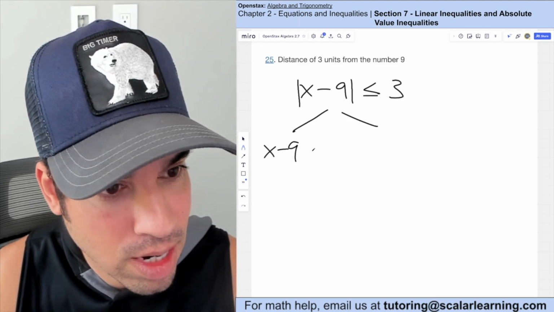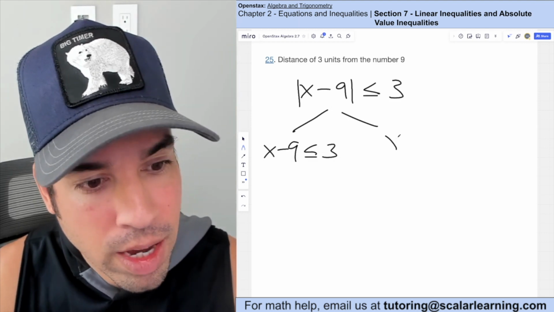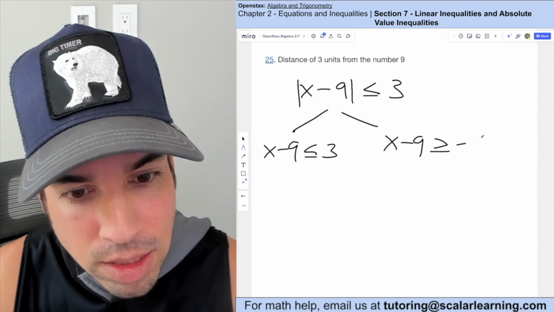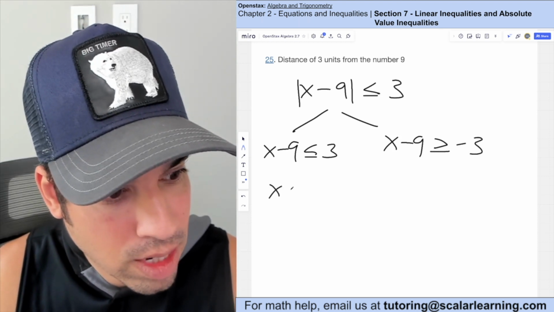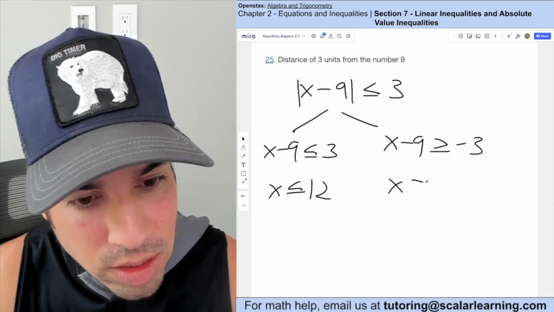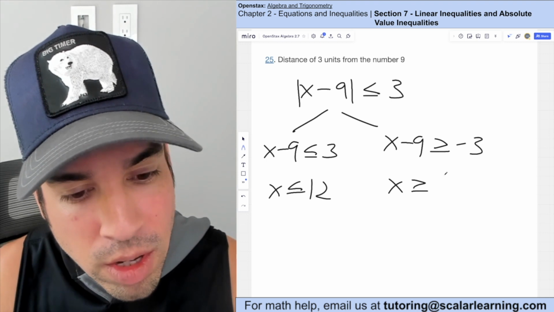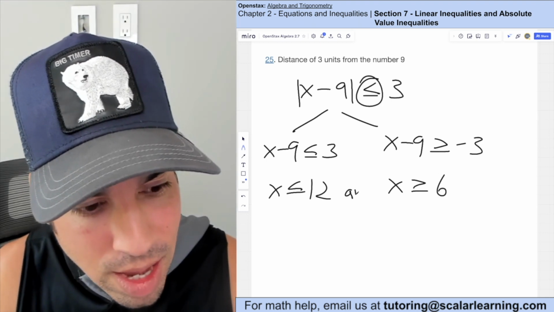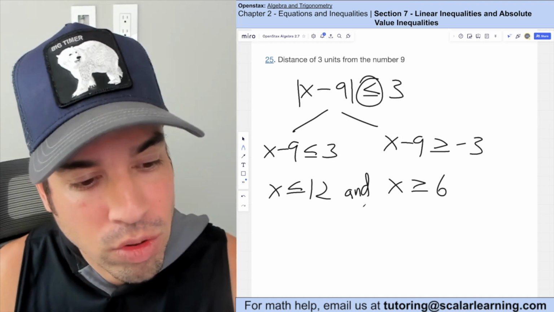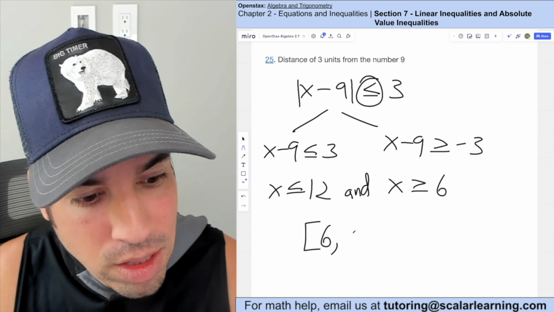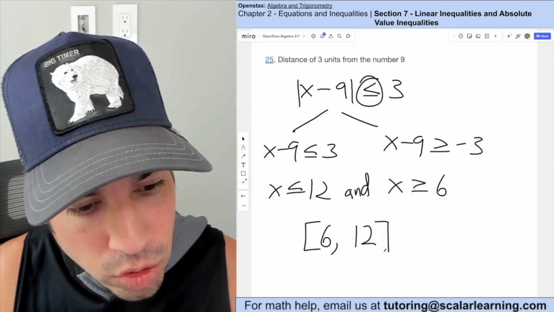So x minus 9 is less than or equal to 3. X minus 9 is, we flip it, greater than or equal to negative 3. Now we add 9 to both sides. X is less than or equal to 12. Add 9 to both sides, or x is greater than or equal to 6. And by the way, we started with a less than situation, which means this is an and situation. So this includes all values from and including 6 up to and including 12.